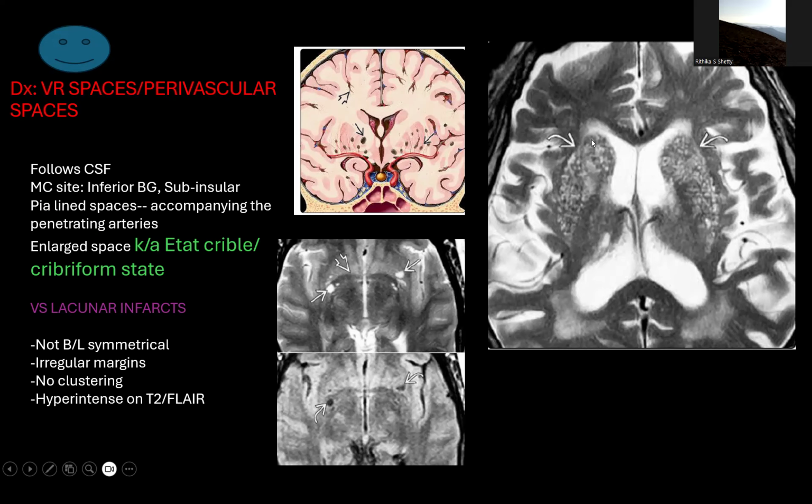And here we can see clustering. Infarcts will not be clustered like this. And also, they follow CSF signal intensity, so they are hyperintense on T2. The lacunar infarct varies based on the stage of the infarct. So we have to remember that whenever we see multiple cysts which are bilateral and symmetrical in the Virchow-Robin spaces, this is a Virchow-Robin space cyst or perivascular space cyst.